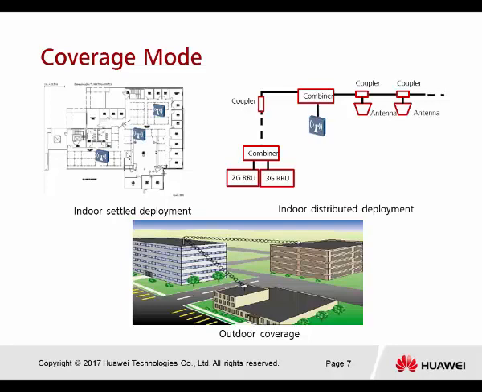Then the next one, indoor distributed deployment. When using the indoor distributed AP, we have to understand what type of accessories and connectors are going to be used, because on the previous slide we did some explanation about the distributed AP. There are accessories such as the coupler, the splitter, and many others. The last one here is outdoor coverage. For outdoor coverage, you need to understand the deployment, the way to adjust the angle of your AP, and choosing the right antenna.